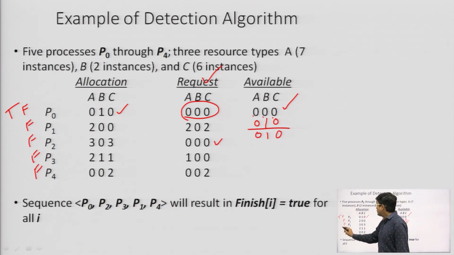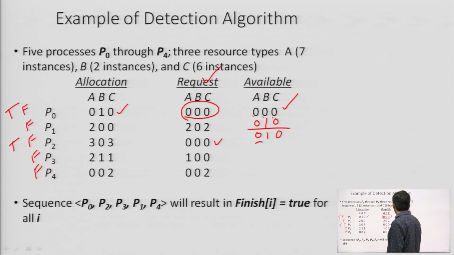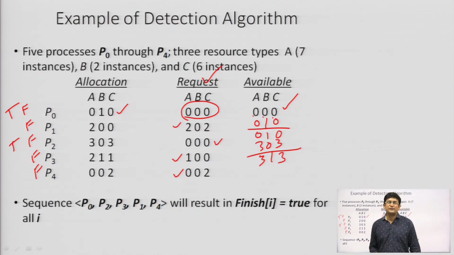P0 we have marked as true, P2 we will also free because P2 will complete. So 3, 0, 3 resources will be added. So 3, 1 and 3 resources are available. You can see that with this 3, 1, 3 you can satisfy this request and this also. So it means that you can satisfy all the requests. So the system is not in deadlock.